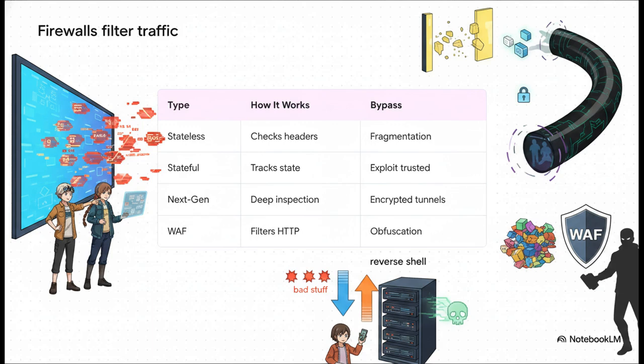Stateful firewalls actually track the connection state, which attackers can bypass by exploiting trusted connections. Next-gen firewalls use deep packet inspection, so hackers naturally try to hide in encrypted tunnels. And then web application firewalls, or WAFs, block malicious HTTP patterns, which attackers dodge using obfuscation.